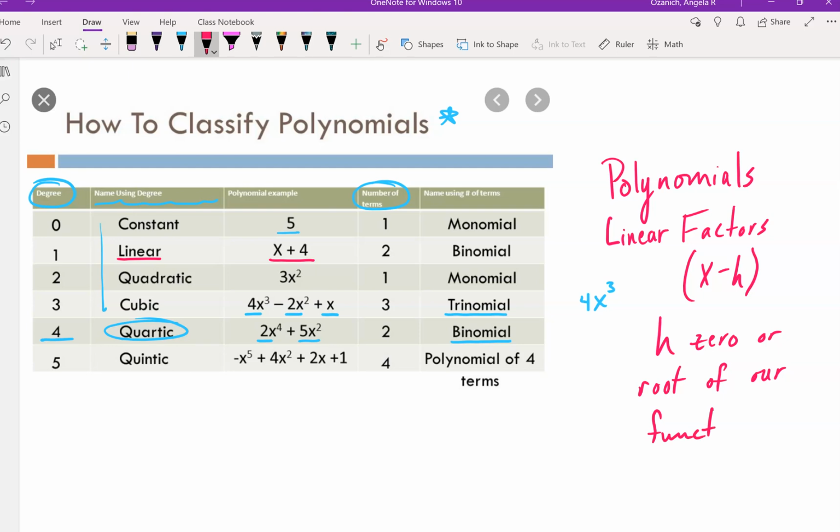So when the instructions call for you to break down a polynomial to a product of its linear factors, I want you to be thinking of this linear binomial x minus h.